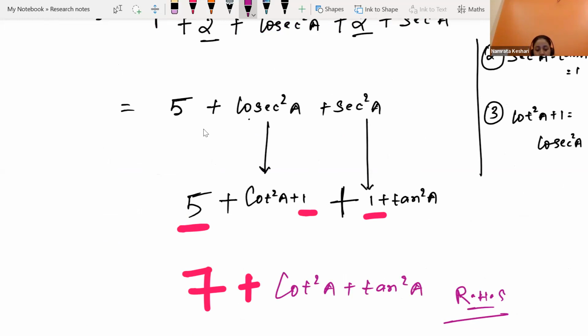Is it clear? Yes, ma'am. If it is clear, let's proceed with the next one.